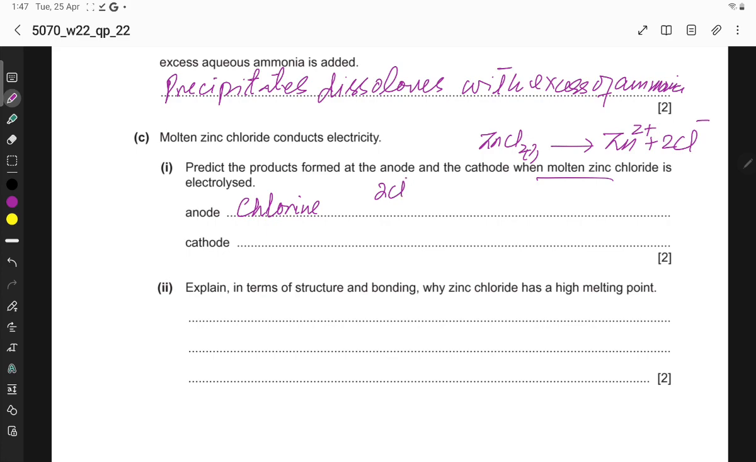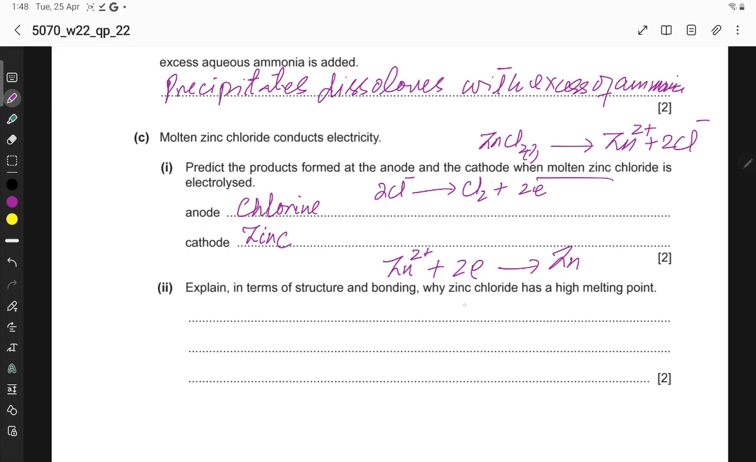So I just write down the chemical equations for your revision. 2Cl- loses 2 electrons to form chlorine gas, and at the cathode, the zinc ion, Zn2+, gains 2 electrons to form zinc. So you just write down the anode product or cathode product, no need to write the chemical equations.